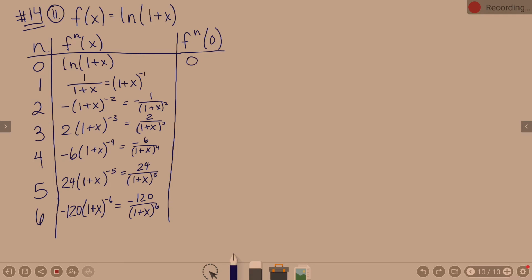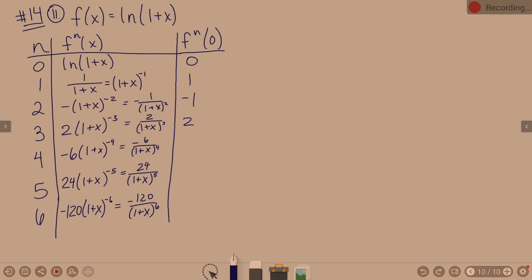0. The next one, I'm going to use my fractions. 1 over 1 plus 0, 1 over 1, so 1. Next one, it's a negative, so I know it's going to be negative, of 1 over 1 plus 0. So negative 1. Plug in 0: 2 over 1 plus 0 to the third. So that's 2 over 1 to the third, which is 2.